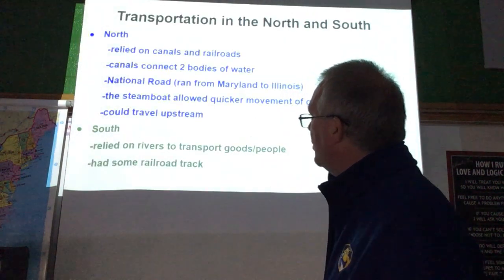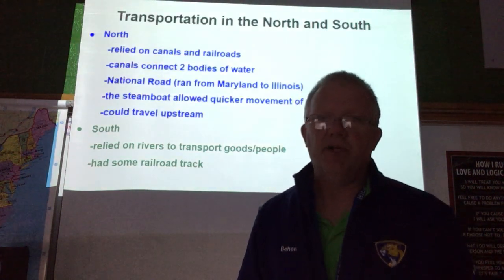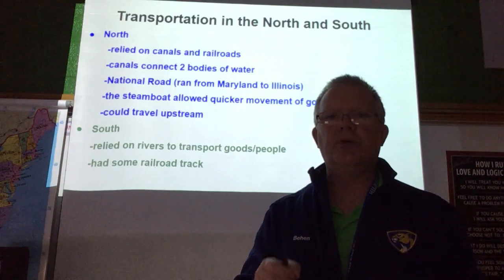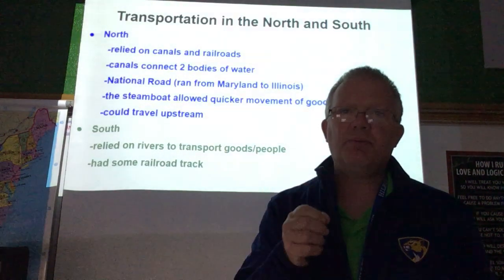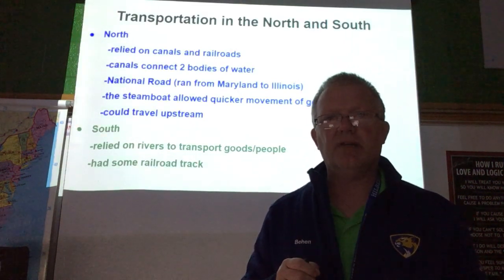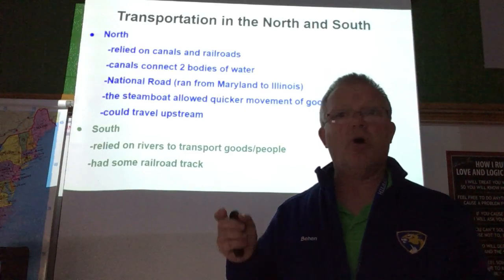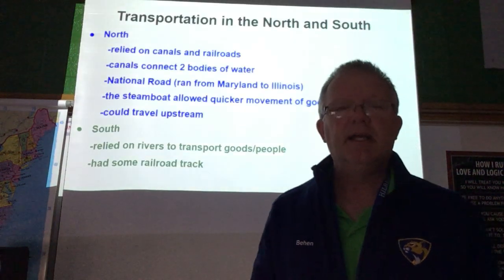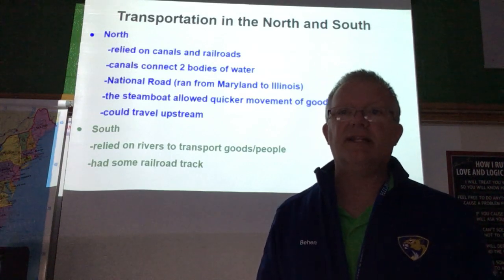We're going to start with the North first. They relied on canals and railroads. You had a lot of people moving west, and we needed to improve transportation to get them there. The National Road is going to be created. It's going to be built in the north, and it's going to go all the way out to Illinois, and that'll be the first really major road built in the United States.